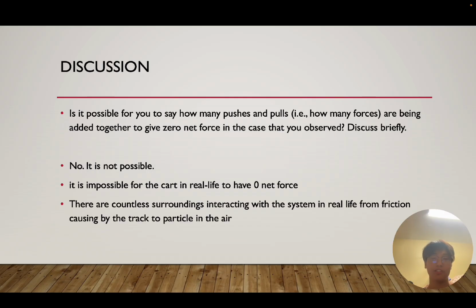The second question, the answer is no, because it's impossible for the car in real life to have zero net force, so you can count these pushes and pulls. There are countless surroundings interacting with the system in real life, from friction caused by the track to the particles in the air.